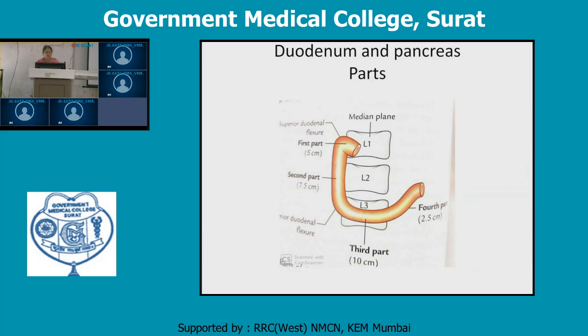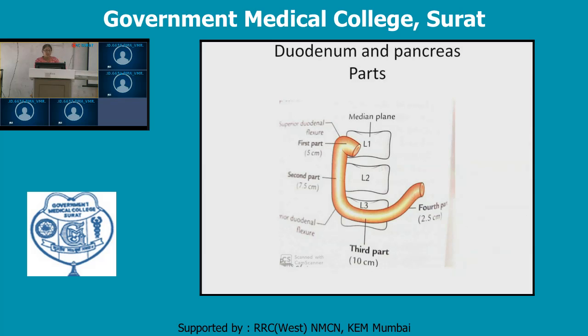Now see the vertically running second part of the duodenum, which is 7.5 centimeter long, extending from the superior duodenal flexure to the inferior duodenal flexure. This is the vertically running part, and here is the opening of the bile duct and the junction of foregut and midgut.